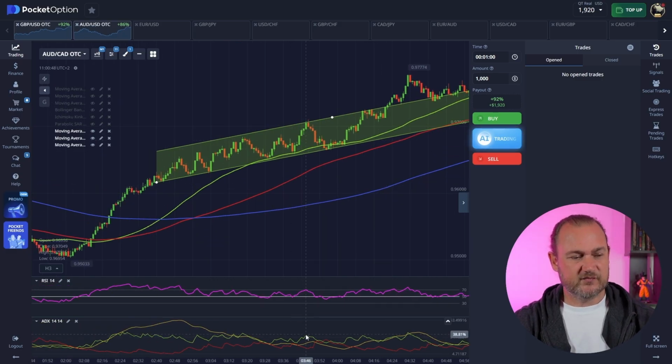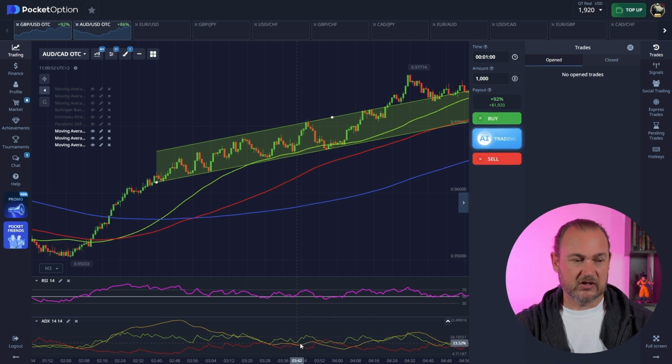We can see this spike, for example, is a bit faint. This is not something I would trade. The DI plus is not very far from the ADX, and it's not quite a sharp spike as we had in the previous example. But just to give you an idea of how price behaves, every time we hit the upper channel, we see a spike on the ADX.